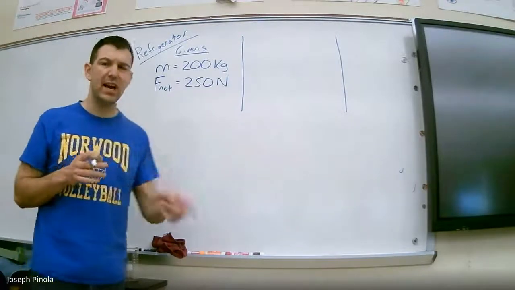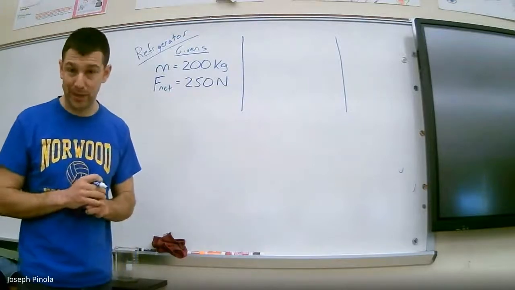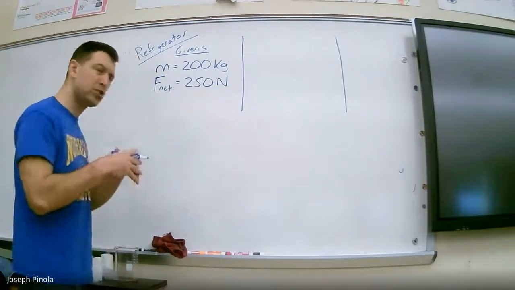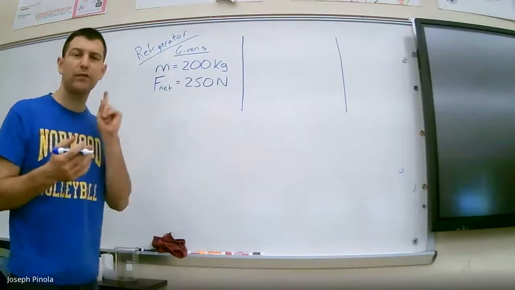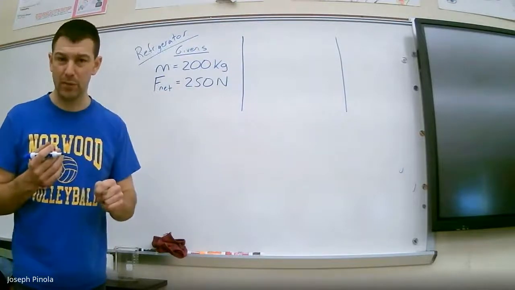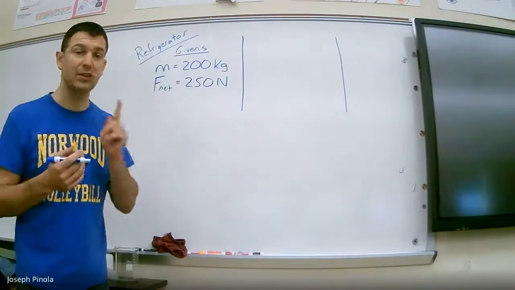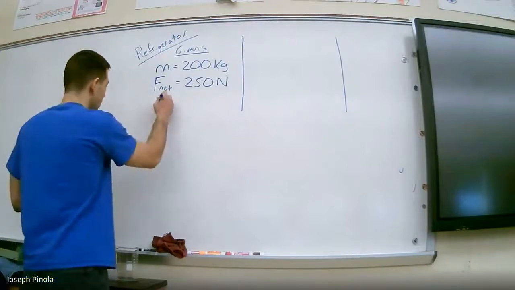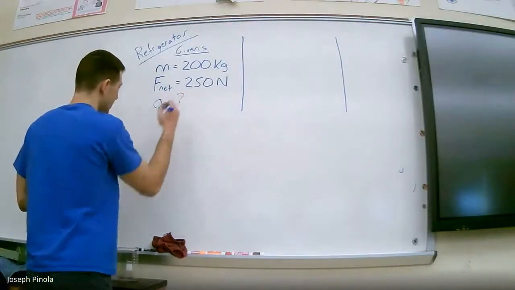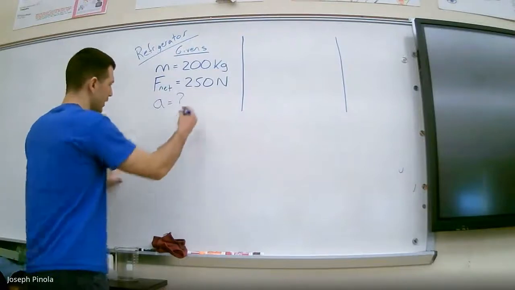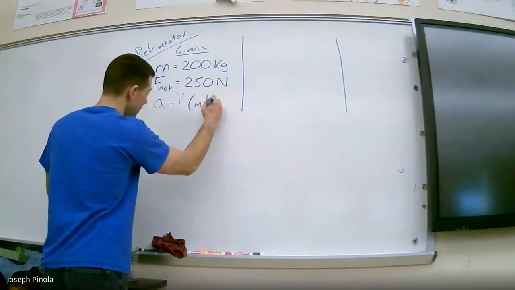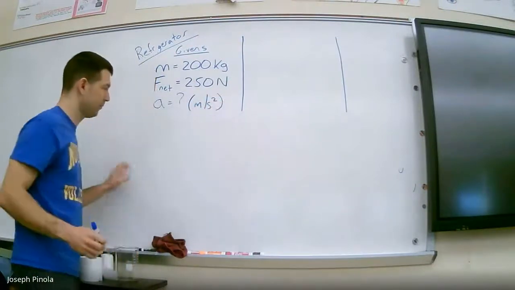Lastly, we want to see how quickly the refrigerator is picking up speed. So we don't just want to find speed. We want to find its acceleration, because we want to find how quickly it changes its speed. So I'm looking for acceleration. And I'm also going to note that acceleration is measured in meters per second squared.